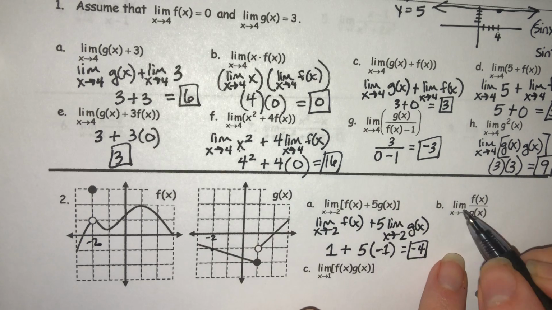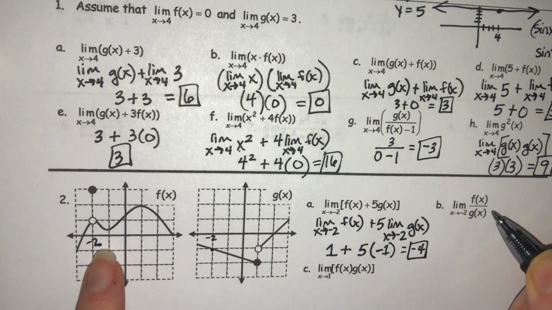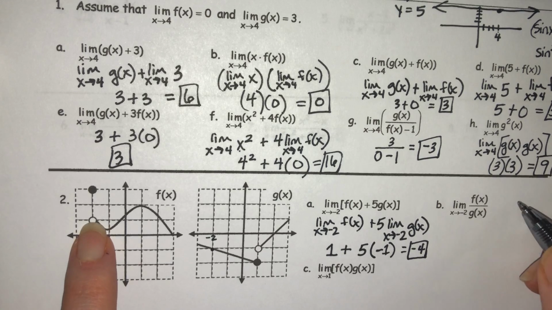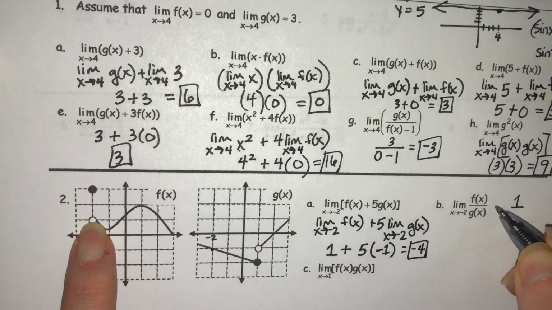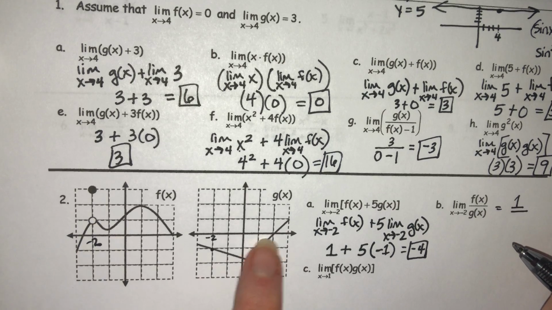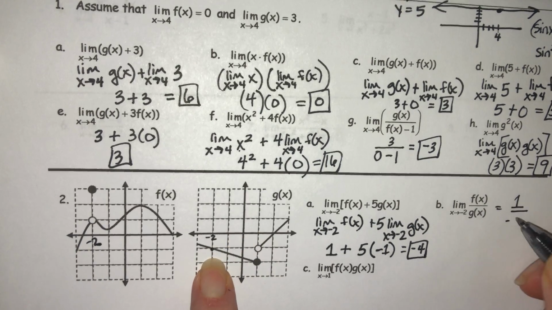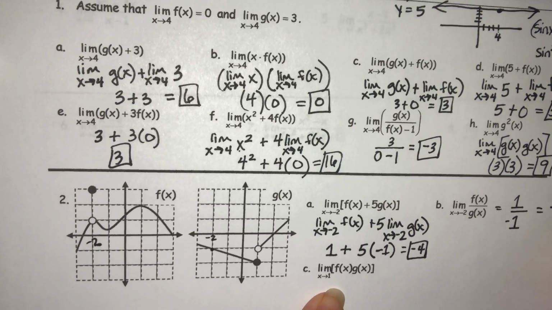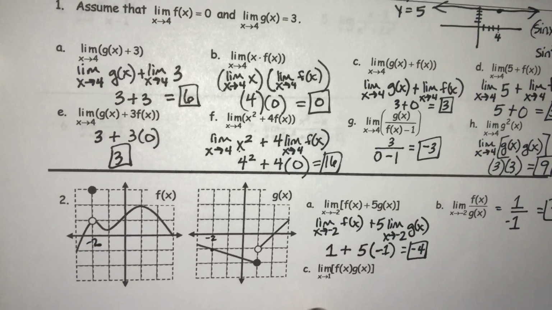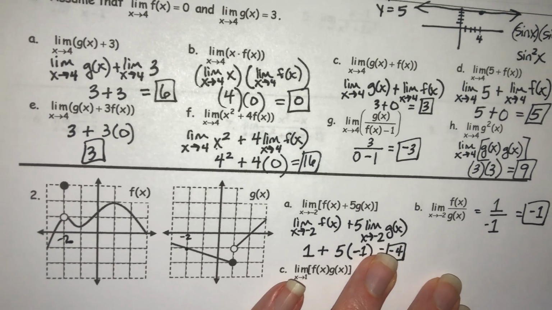Here we have the limit as x approaches -2 of the f of x graph. Oh, we already did that. It equaled 1. So we have 1 in the numerator. And then the limit as x approaches -2 of g of x, that equaled -1. We also did that one. So 1 divided by -1 is -1. Hopefully you got -1 for B.